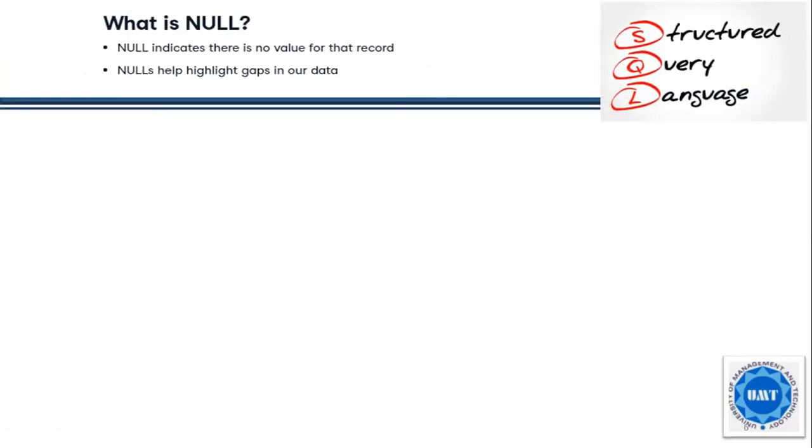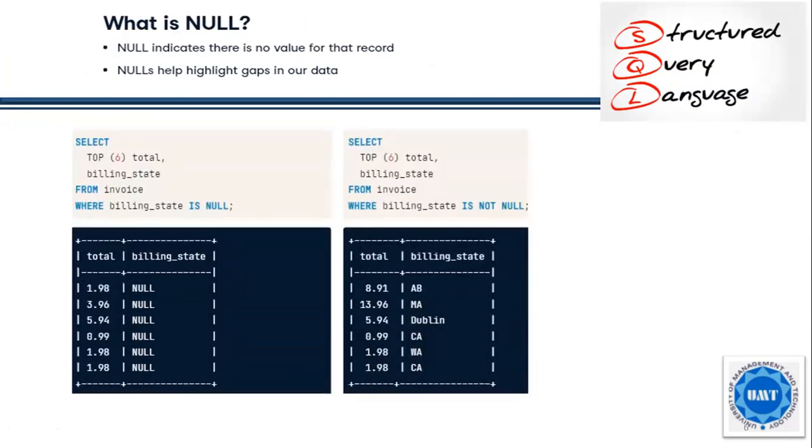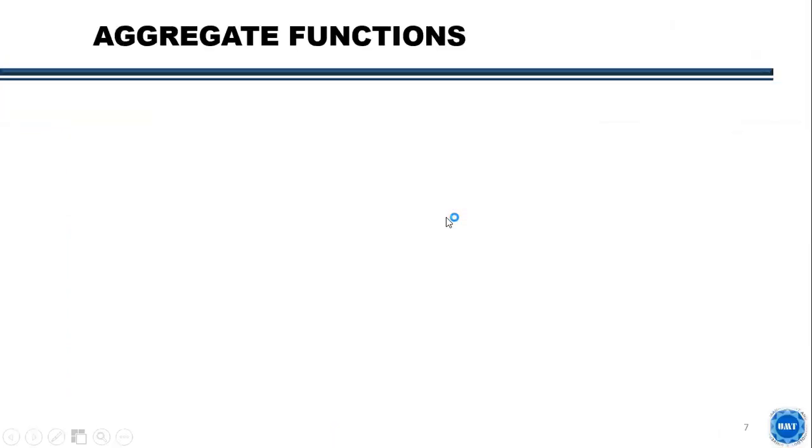What is null? Null indicates there is no value for that record. Null helps with gaps in our data. Select the rows or columns from the table where the building is null. Same as selecting from the invoice where the building is not null.